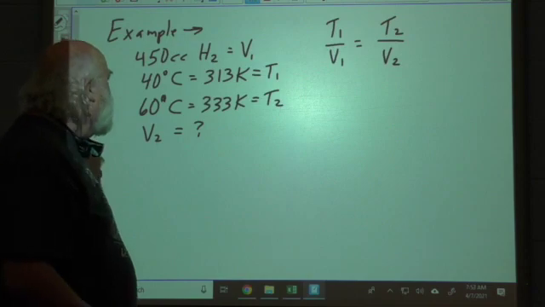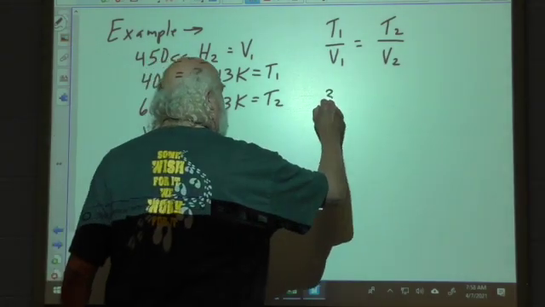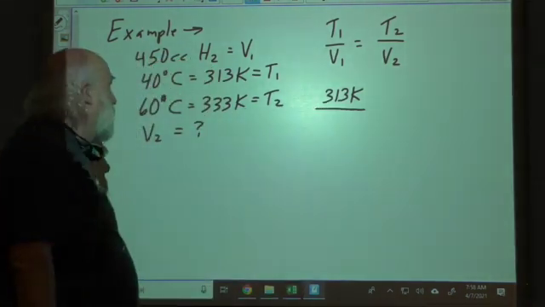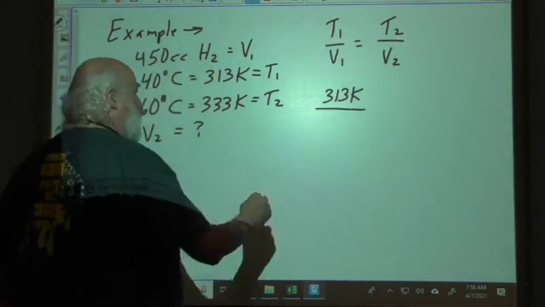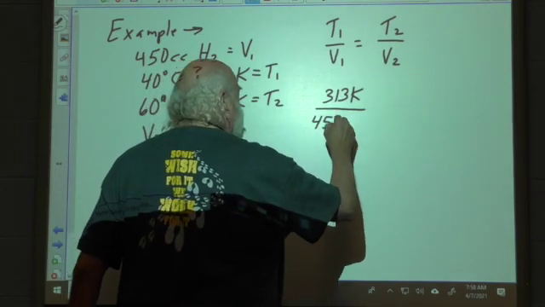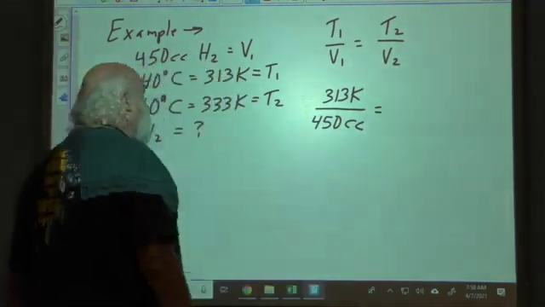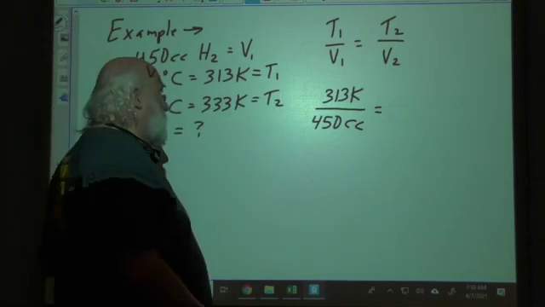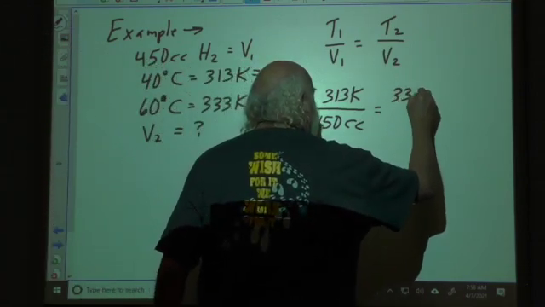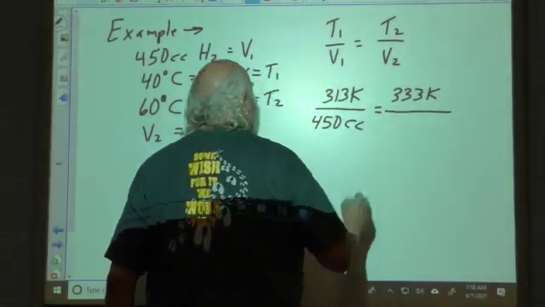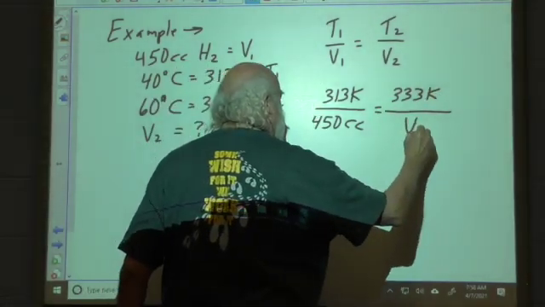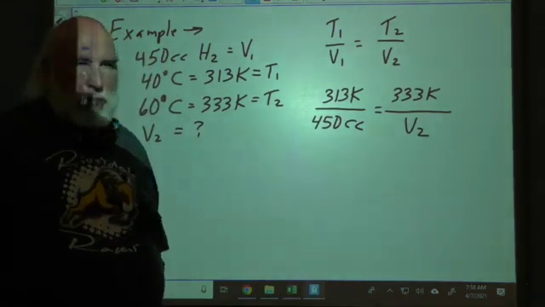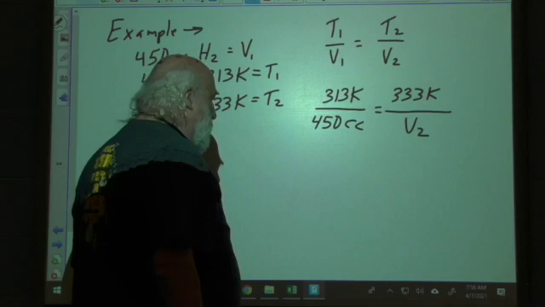So we have T1, which is 313K, adding 273 to 40. V1 is 450 cc's, equals T2 is 60 plus 273, which is 333K. And we don't know the second volume, that's what we're going to solve for. So this is a proportionality problem. In proportionality problems, we can cross multiply.